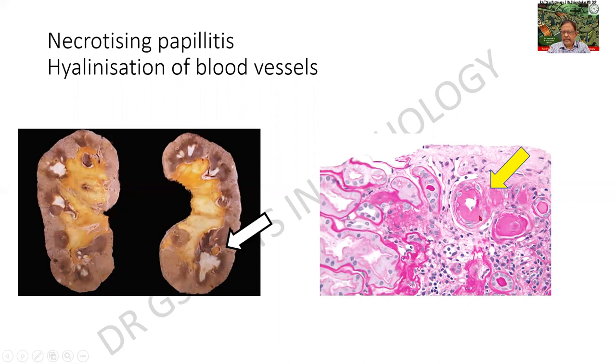Another change is hyalinization of the blood vessels. So these are all the renal tubules and these are the small caliber blood vessels. And I find that there is an eosinophilic acellular material that is getting deposited and it is causing a compromise in the vascular lumen. This is called hyalinization of the blood vessels, which is characteristic of diabetes.